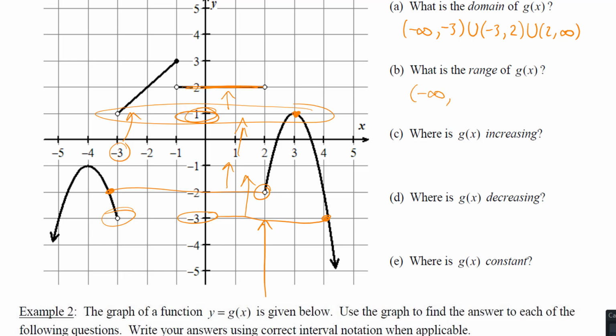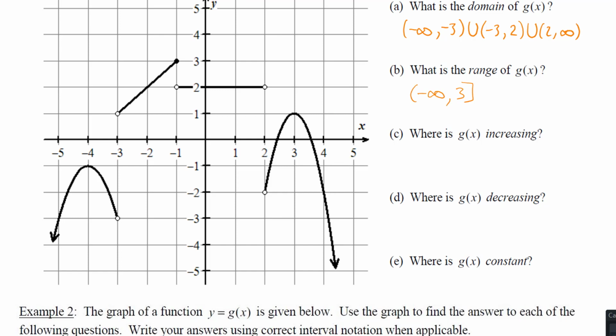The function takes on the value of 2 in all these locations. Keep on moving up. And then we finally stop in the output direction at 3. So actually, this function is defined all the way down there from -infinity all the way up to 3. And at 3 here, we're going to put the bracket because 3 is included as an output in the range.